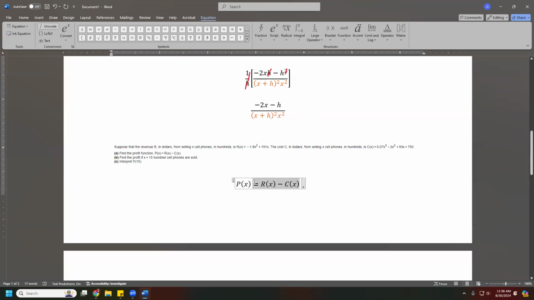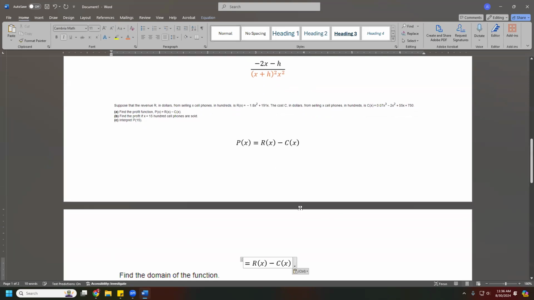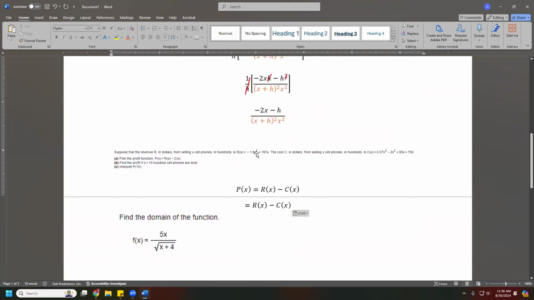But what are R and C? They were given to me right here. R is this guy, so I'm going to swap out R with what they told me it was. Negative 1.8x squared plus 191x. That was the R they gave me. Now I have to subtract the cost. The cost is this guy over here. Careful, I'm going to put this in parentheses. So that's 0.07x cubed minus 2x squared plus 55x plus 750.